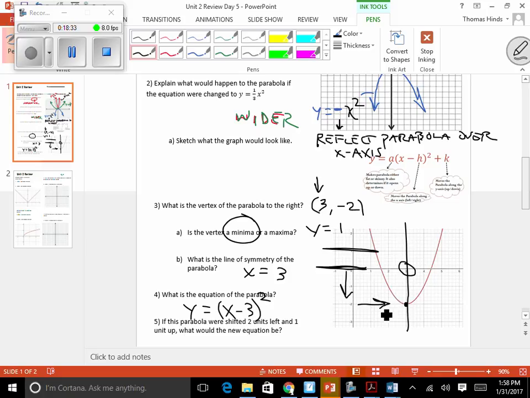Take a look at it. And here's the connection I want to make to the next handout that I'm going to give you with the circle. If you have the vertex, in this case, this would be the center of the circle for the new handout. I want you to notice the connection between it and the equation.